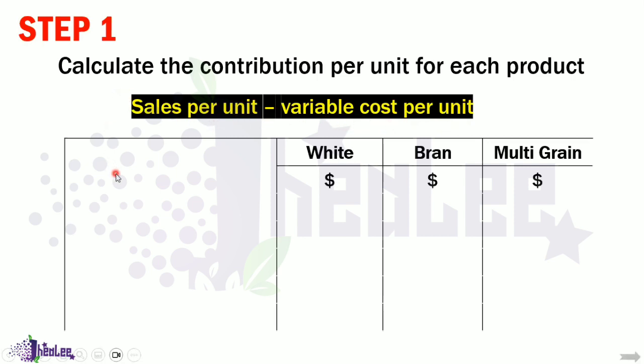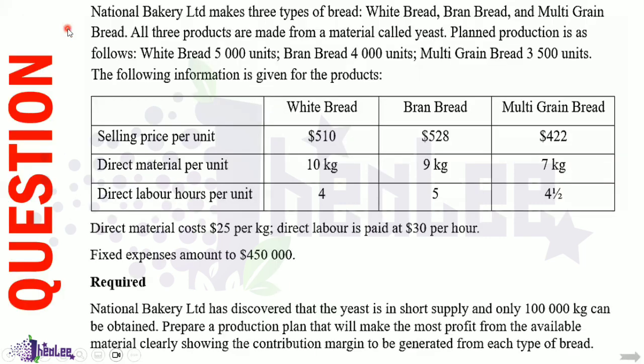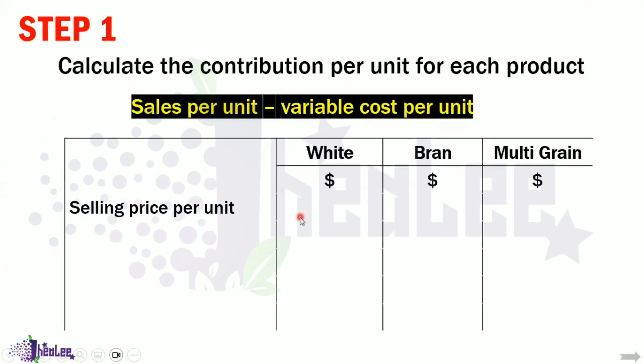So let's move into doing our calculation, and we need to pick up our selling price per unit, and we're going back to the question to do that. For the white bread, it is $510 per unit, brown bread is $528, and the multigrain bread is $422 per unit. So we're going to enter that in our table. So white is 510, brown 528, and the multigrain is 422.